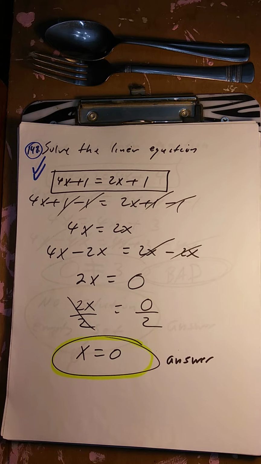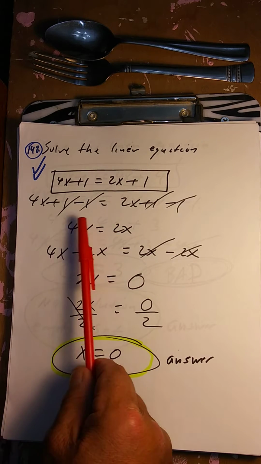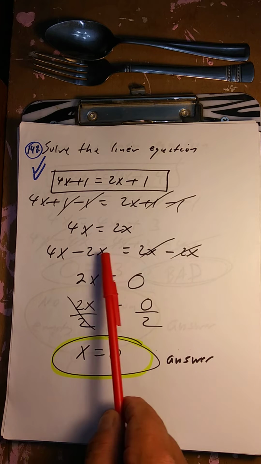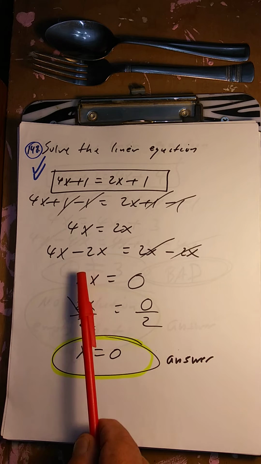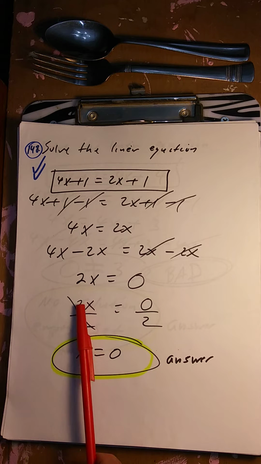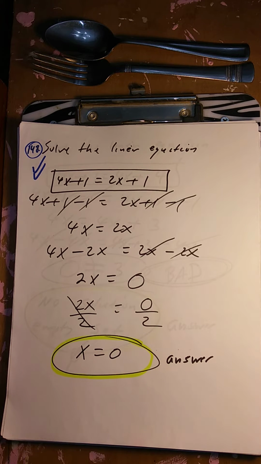This one. Subtract 1 from both sides. So we have 4x equals 2x. So now I'm going to subtract 2x from both sides. So 4x minus 2x is 2x equals 0. Divide by 2, divide by 2. So x equals what? 0, the answer.